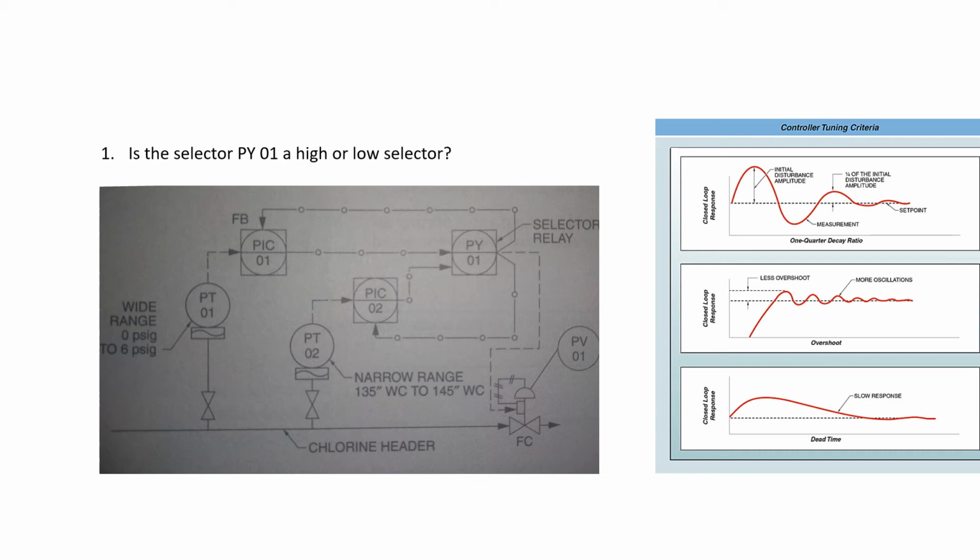It's a high selector because when we're on the low side, we want it to go to PIC01. And then once we get up high enough, once we get up to pressure, which is somewhere in the neighborhood of 5 PSI, we want this selector to select and then start controlling off of PIC02. Okay, so we'll talk a little bit more about this on number 4.